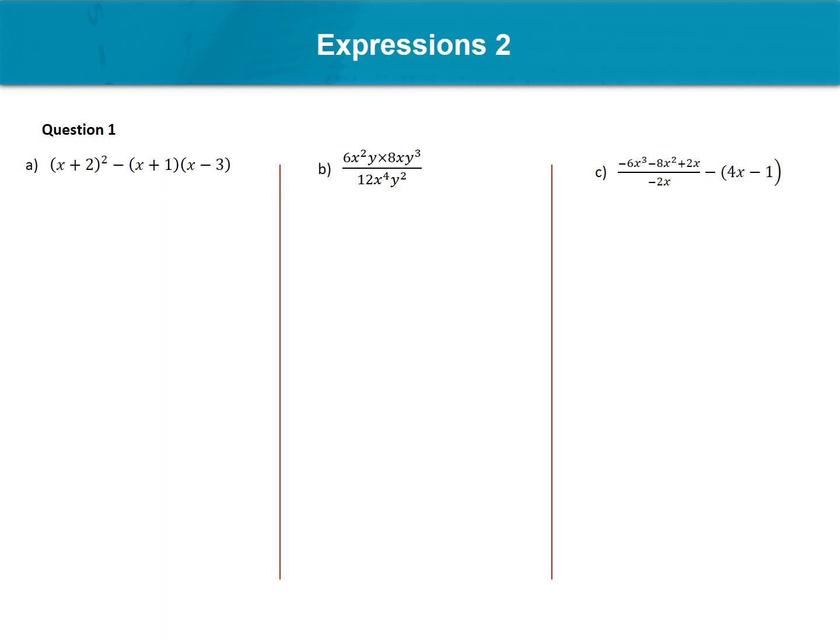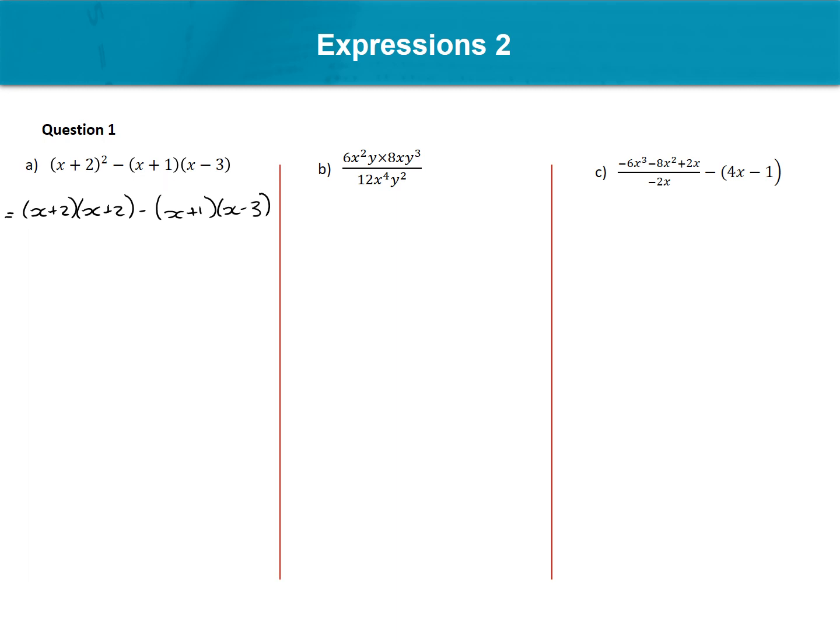So expression worksheet 2, question 1a. It's (x + 2)² − (x + 1)(x − 3). First thing we need to do is get rid of the square. So in order to do that, we write (x + 2)(x + 2). And then we have minus (x + 1)(x − 3).